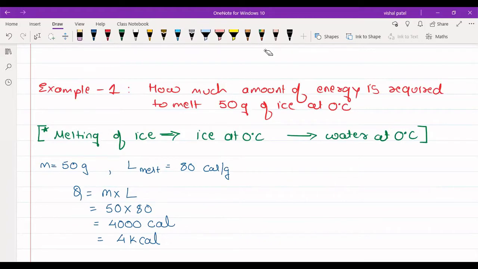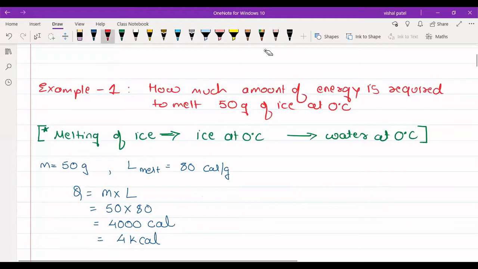So as I said, whenever there is only a change in state, you have to use the formula heat equal to M into L. That is what I have used. Mass is 50 grams and the latent heat is 80 calories per gram. So I get the answer as 4000 calories. I can convert into kilocalorie, or my answer is done.